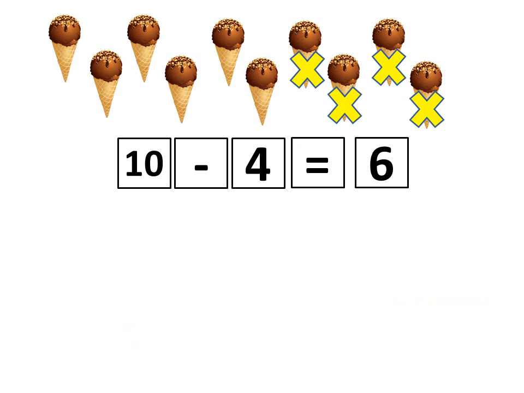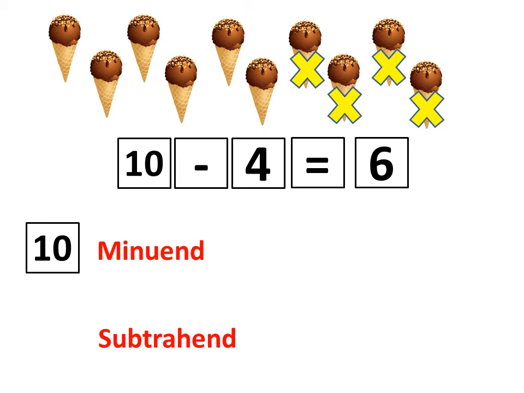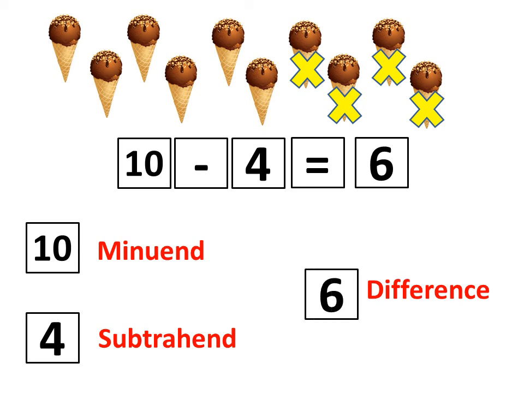Look at the subtraction sentence. Let's read. 10 minus 4 equals 6. And what is the minuend? 10. Because the total number of ice cream is 10. And what is the subtrahend? 4. Because you removed 4 ice cream. And what is the difference or the answer? 6.